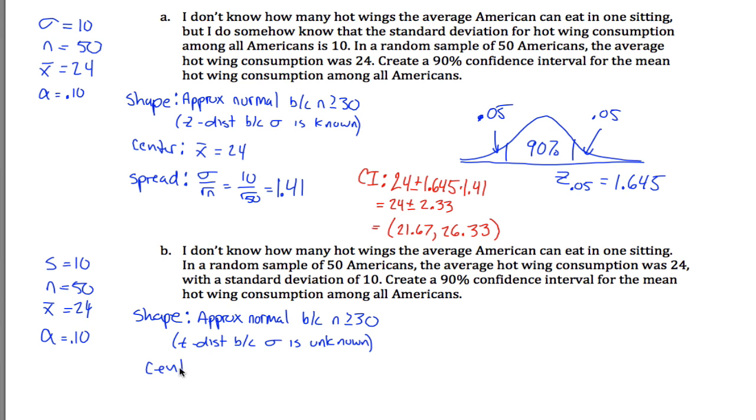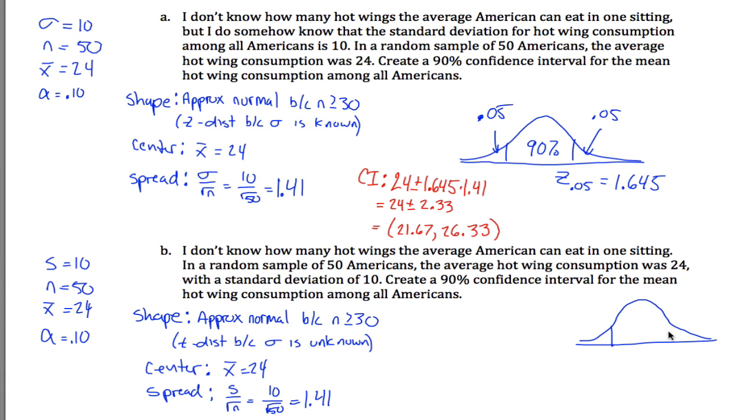Center, same. Still just x bar, which is 24. Spread, same. Still just the standard deviation divided by the square root of n. And since s is also 10, what I get is still 1.41.